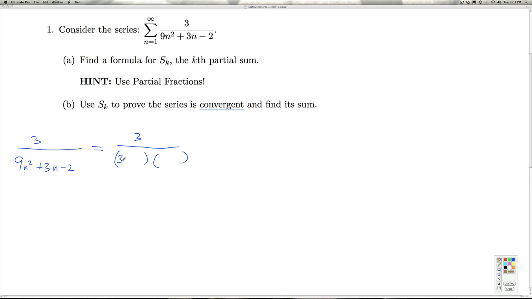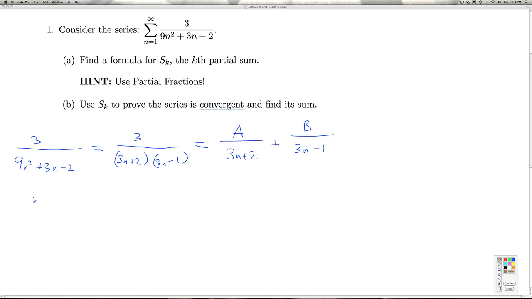And so we play around with it. Maybe we try 3n and 3n. We need factors of negative 2 to somehow get things to add up to a positive 3. So we could do a 3n plus 2 and a 3n minus 1. And we get a 9n squared, minus 3n plus 6n, minus 2. So that's going to work out fine for us. And since we have two distinct linear factors, the partial fraction decomposition is going to take the form some constant A over 3n plus 2 plus some constant B over 3n minus 1.